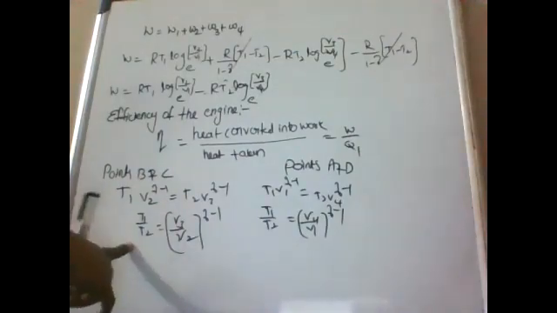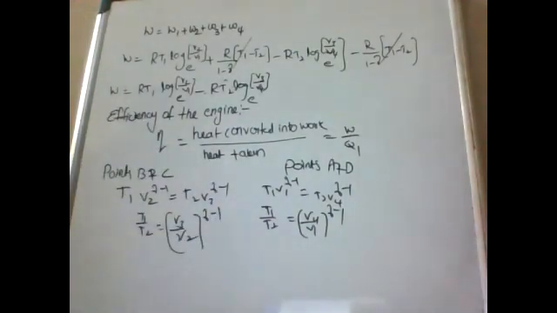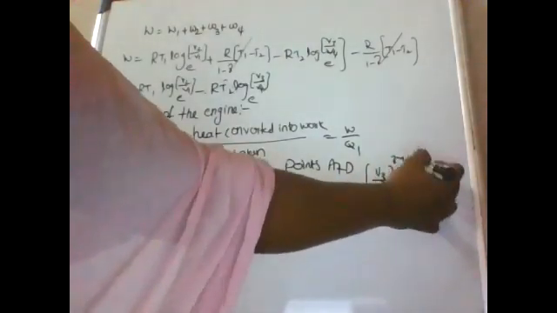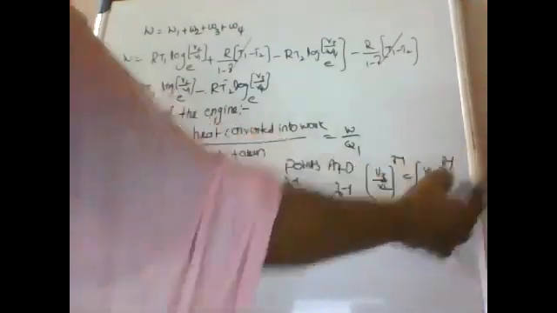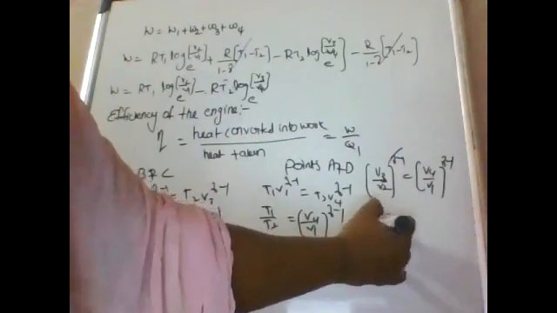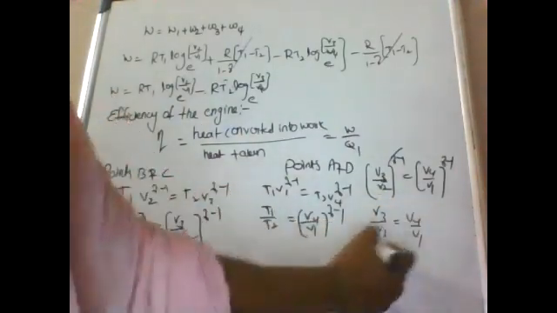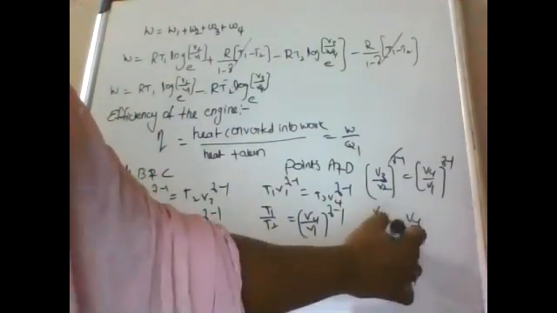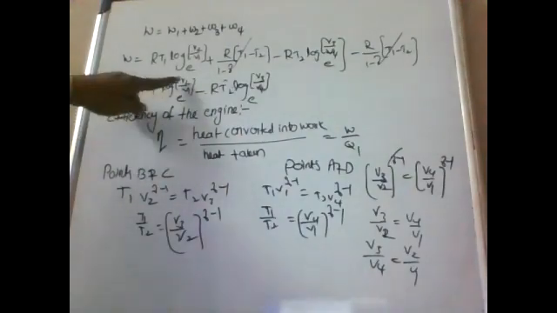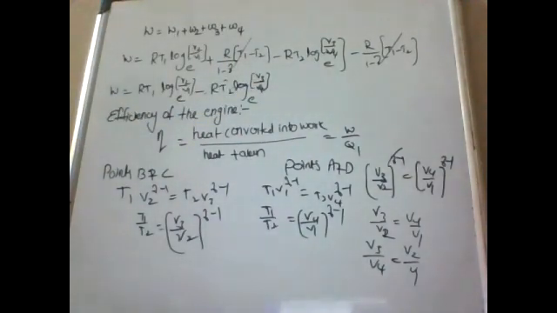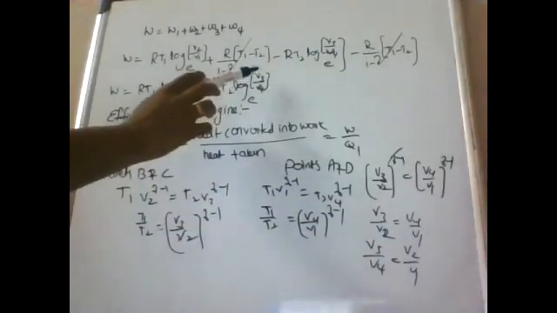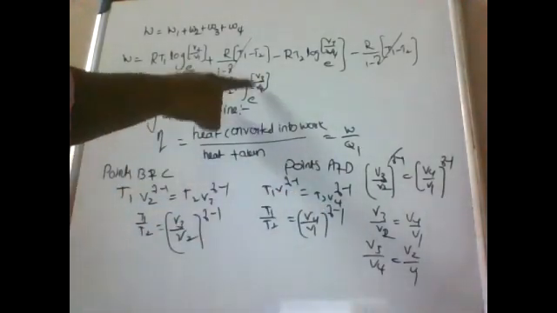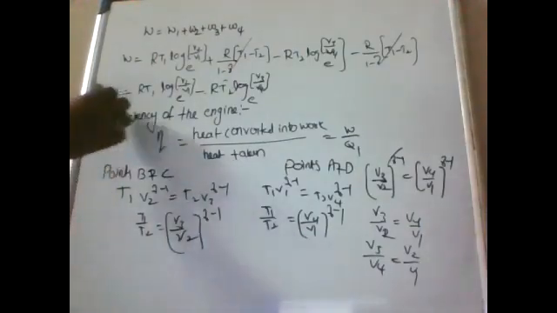So here we have the T1 by T2 value, and here the T1 by T2 value. Equating both, we get V3 by V2 whole power gamma minus 1 equals V4 by V1 whole power gamma minus 1. So gamma minus 1 gets cancelled. V3 by V2 equals V4 by V1. Then V3 by V4 equals V2 by V1. So here we have the W value, with V2 by V1 here and V3 by V4 here. I am substituting V2 by V1 in place of V3 by V4.